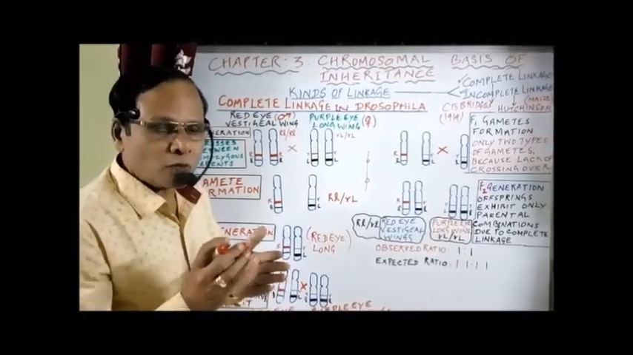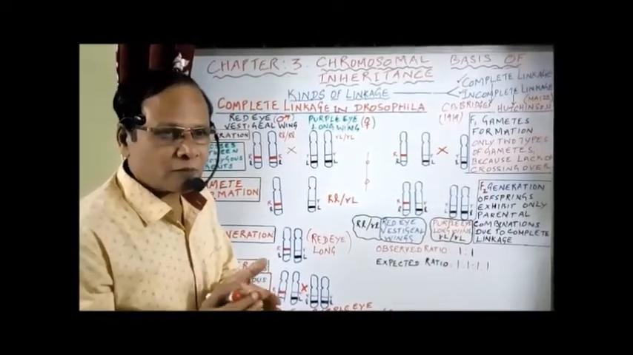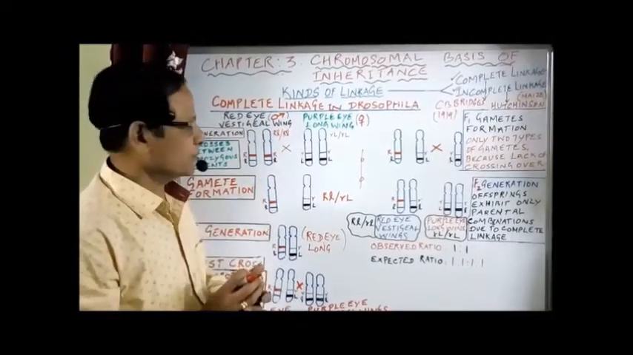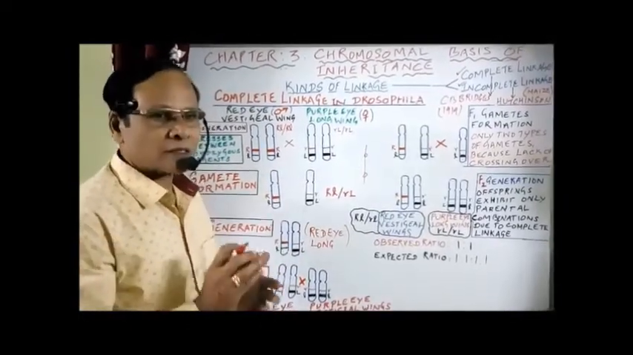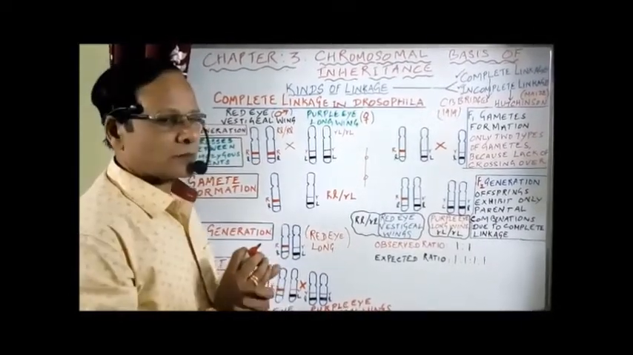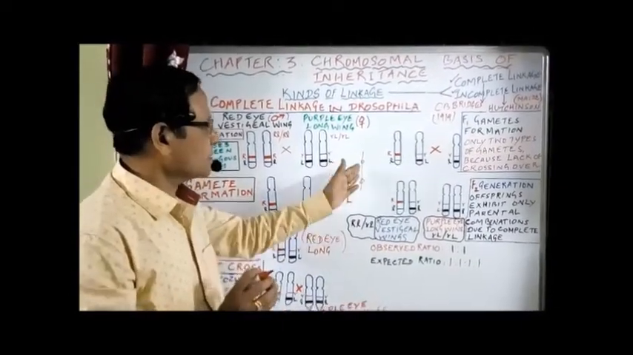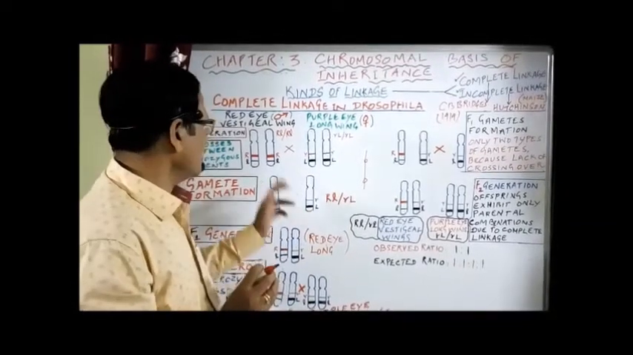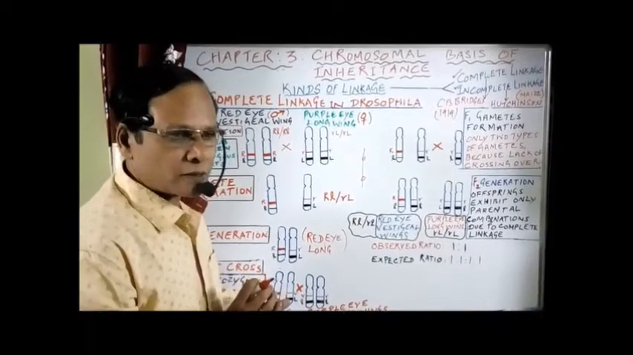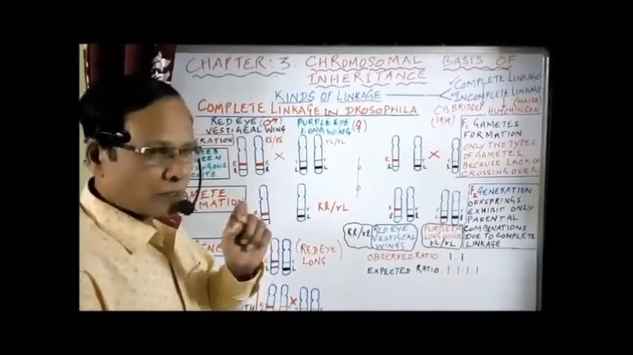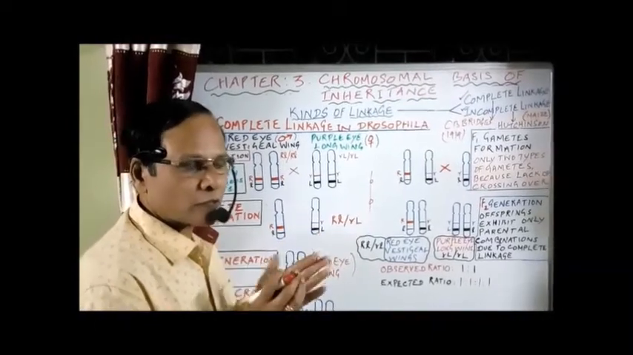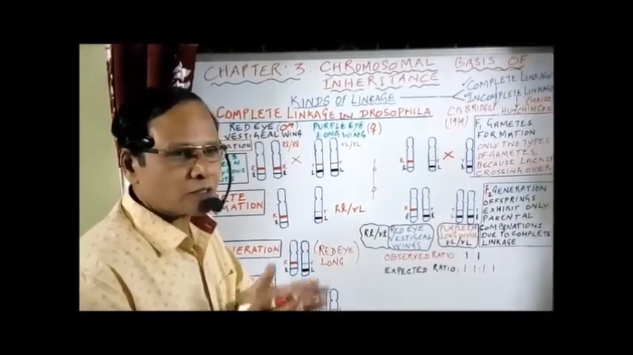We receive both parental combinations and some new combinations. Here, in complete linkage, only parental combinations. Here both parental and some new combinations are formed. Here there is no separation of genes possible; here separation of genes is possible. Here there is no crossing over, but here there is crossing over. As a result, here we receive only the parental combinations, but here, because of the chances of crossing over, we receive both the parental combinations and new combinations.